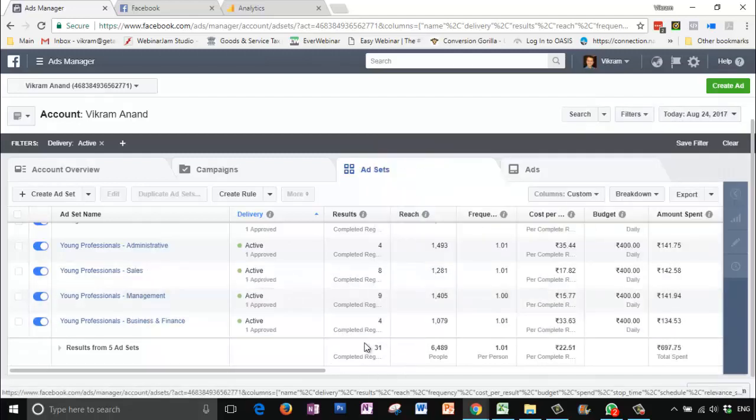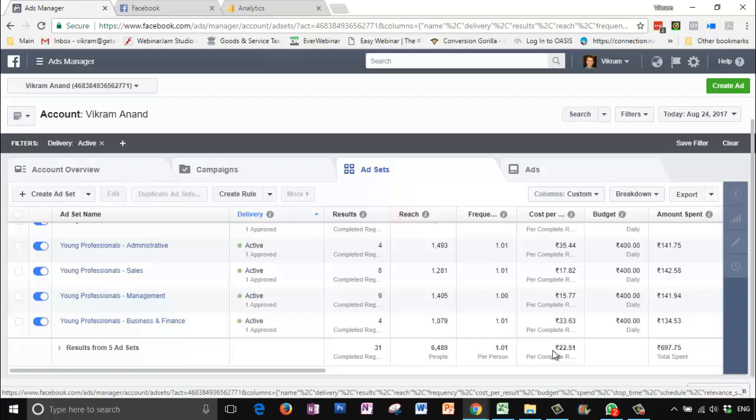How many people have so far completed a registration, and what has been the cost per registration? Basically, these are the two data points you need. How many people have performed the action you want, or you have set up your ad campaign for, what the conversion event is, and what is the cost at which that conversion is happening.